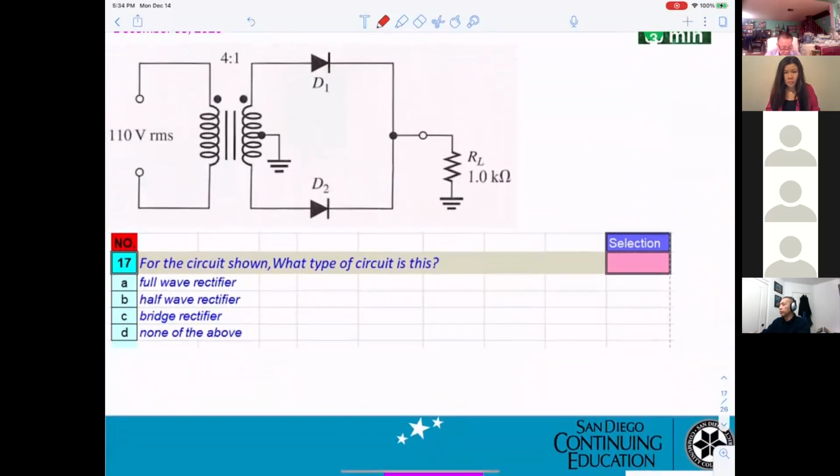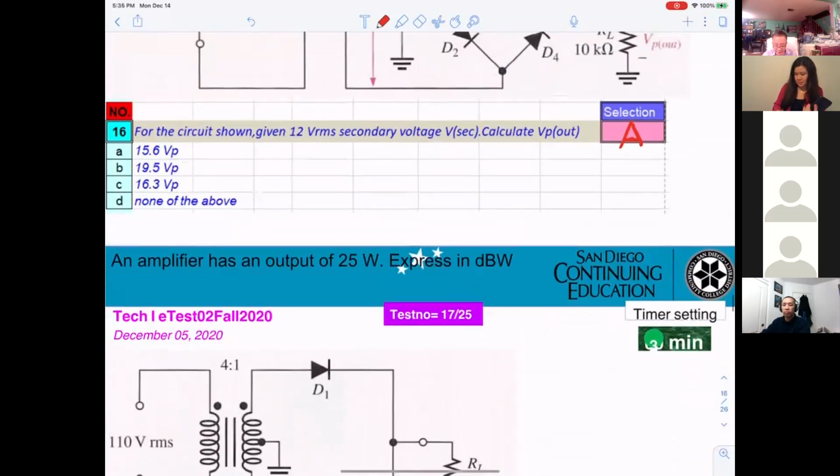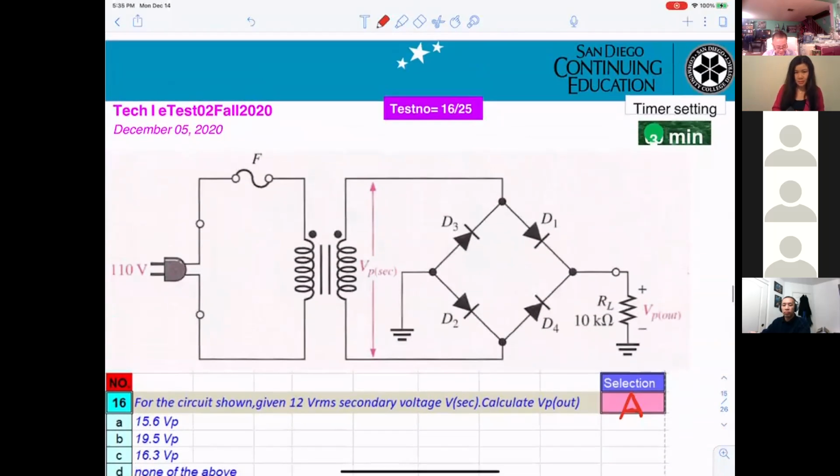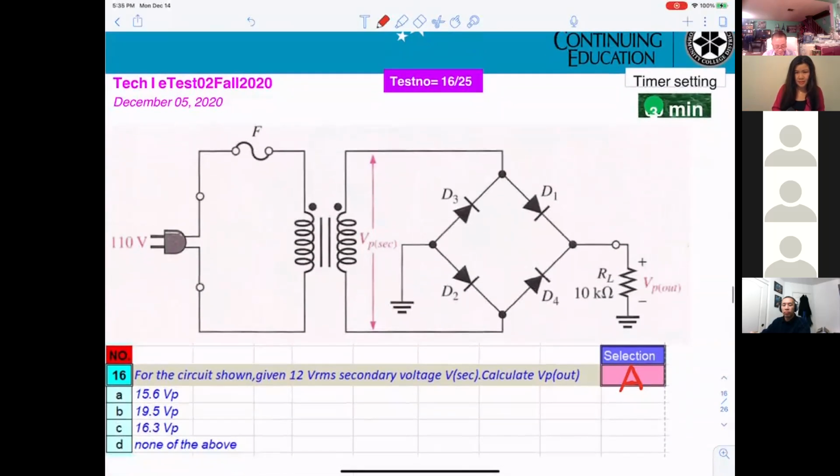Okay. For this circuit, what type? Full wave rectifier. Can you go back to number 16 again, please? Okay, 16 here, right. The answer A. Could you go over 16, please? Now you have to know the formula to calculate the V out.